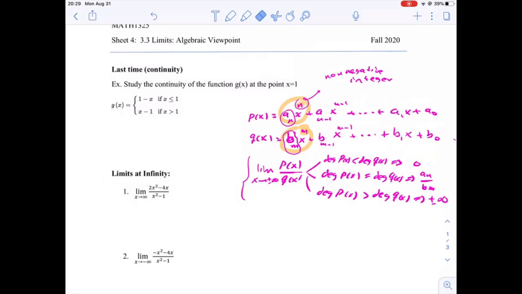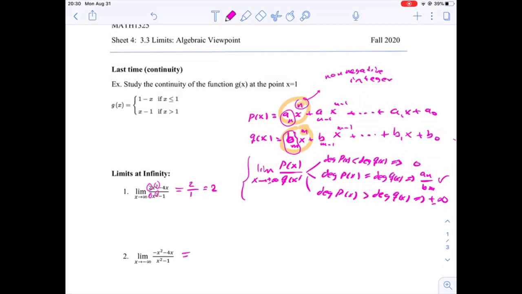Now we keep this in mind and we study the limit of this function. Now look at the numerator and the denominator. That means the degrees are equal in the second case. And here we just take the coefficient of x squared in the numerator and the coefficient of x squared in the denominator, and that ratio is the value of the limit.